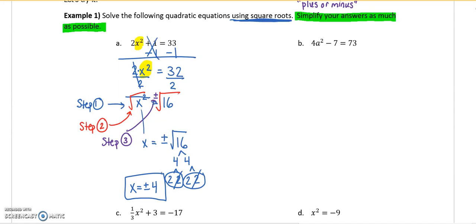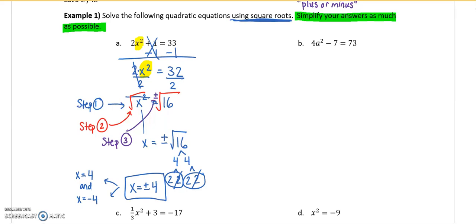Alright, now notice how we got two answers. We got positive 4 and negative 4. That's what this really means. Let me write a little side note. X equals positive 4 and x could equal negative 4. Most of these problems you're going to get two different answers, so if you only see one answer, it's probably because you forgot the plus or minus.